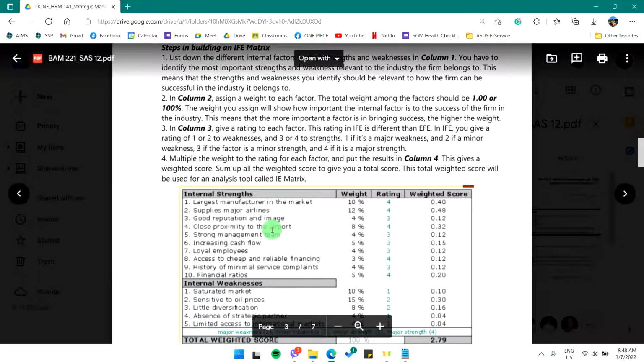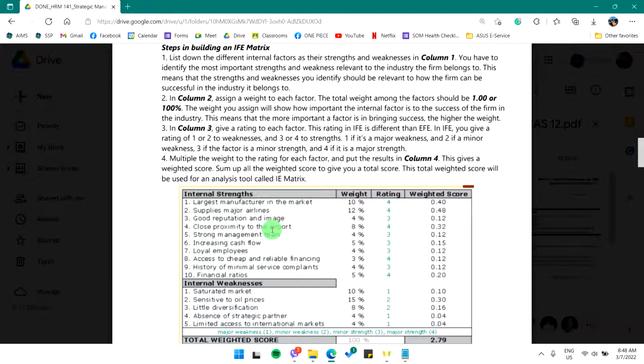Dito naman sa pagdating sa strengths and weaknesses natin, ang pag-assign ng weight value natin is, important ba itong strength or weakness na ito sa success ng company natin? The weight you assign will show how important the internal factor is to the success of the firm in the industry. Ibig sabihin nito, ang largest manufacturer in the market ba, this being our strength, mataas ba ang weight value niya o mataas ba ang contribution niya para sa success ng company natin?